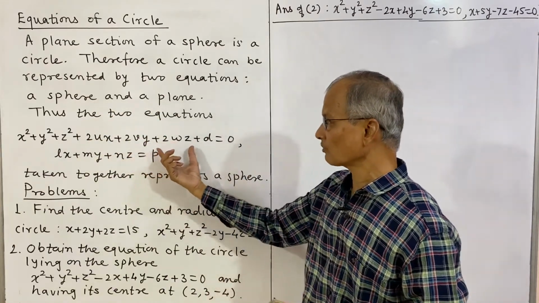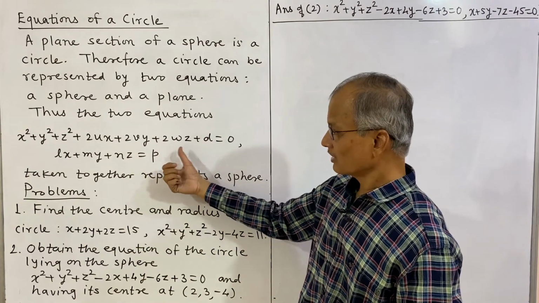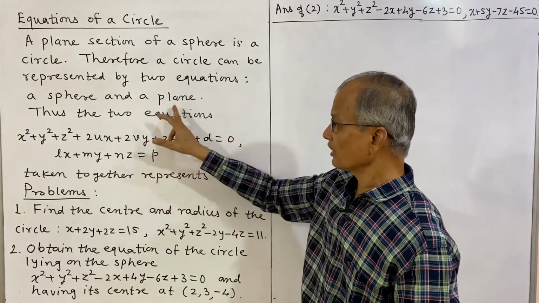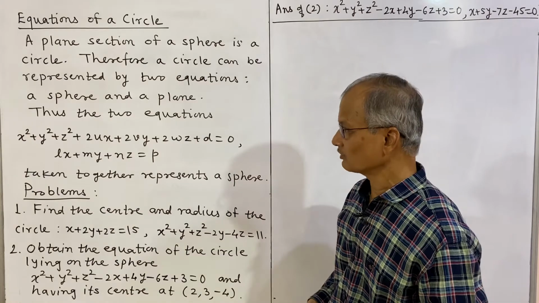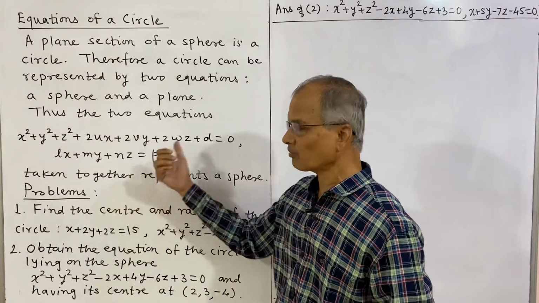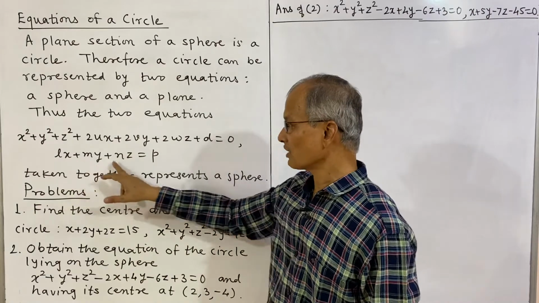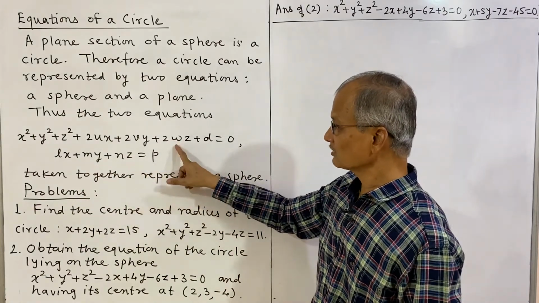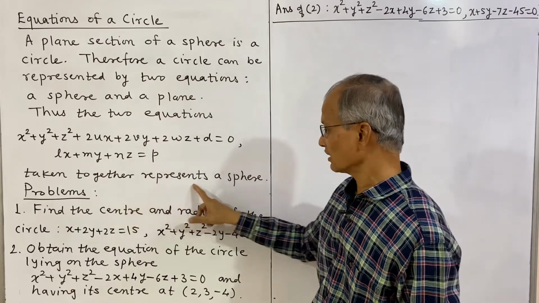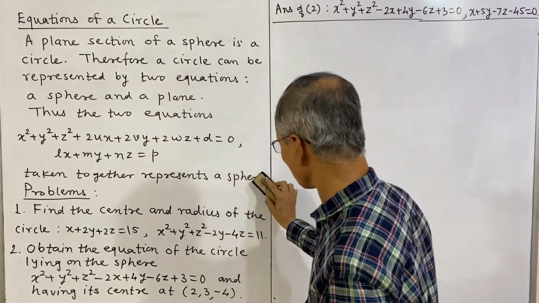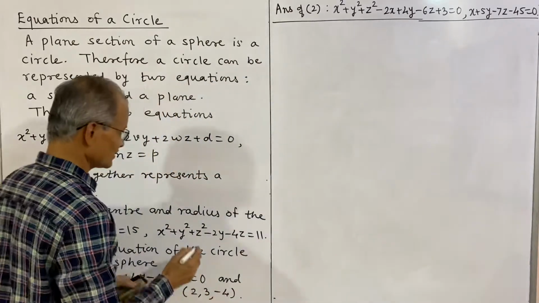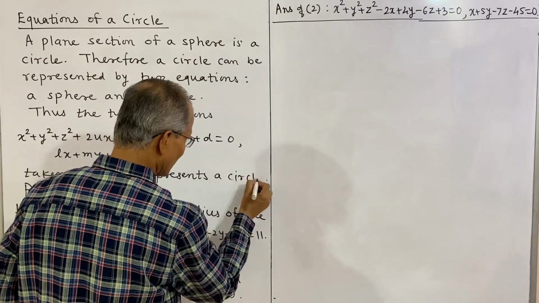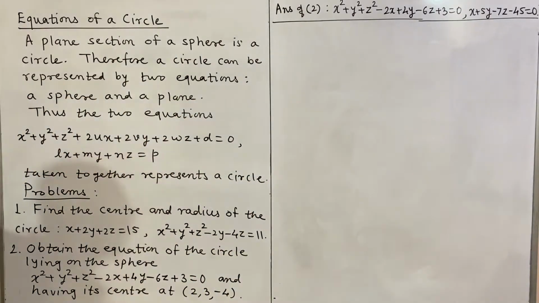Equation of sphere in general form is written in this form, that is x square plus etc. And plane, we know the first degree equation is equation of plane, which is written in normal form or maybe general form, lx plus my plus nz is equal to p. So, this is a sphere and this is a plane, and these together represent a circle. So, it is a circle, not sphere. The two equations together represent a circle, and thus the equation of circle is given by two equations, sphere and plane.